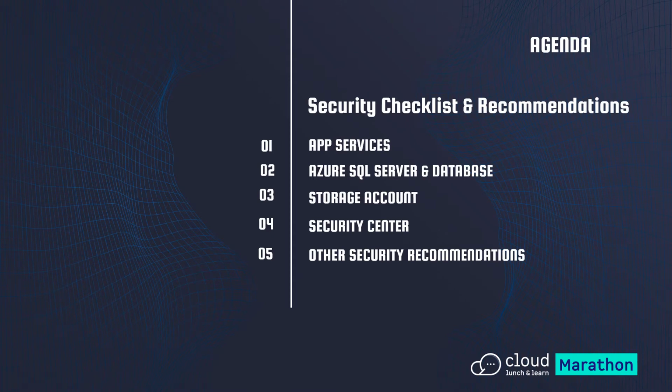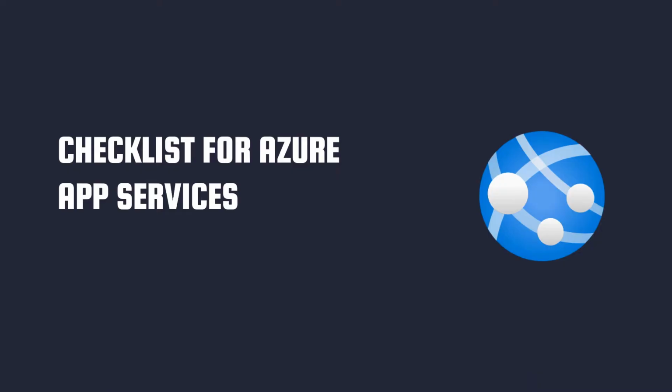Microsoft Azure offers various capabilities to connect and secure cloud resources. In this session, we will check security best practices to use when you're designing, deploying, and managing your cloud solution by using Azure. The agenda of the meeting is to discuss the checklist and recommendations of Azure PaaS services like App Services, Azure SQL Server and Database, Azure Storage Account, and Azure Security Center. From the next slide, we will discuss a checklist for Azure App Service.